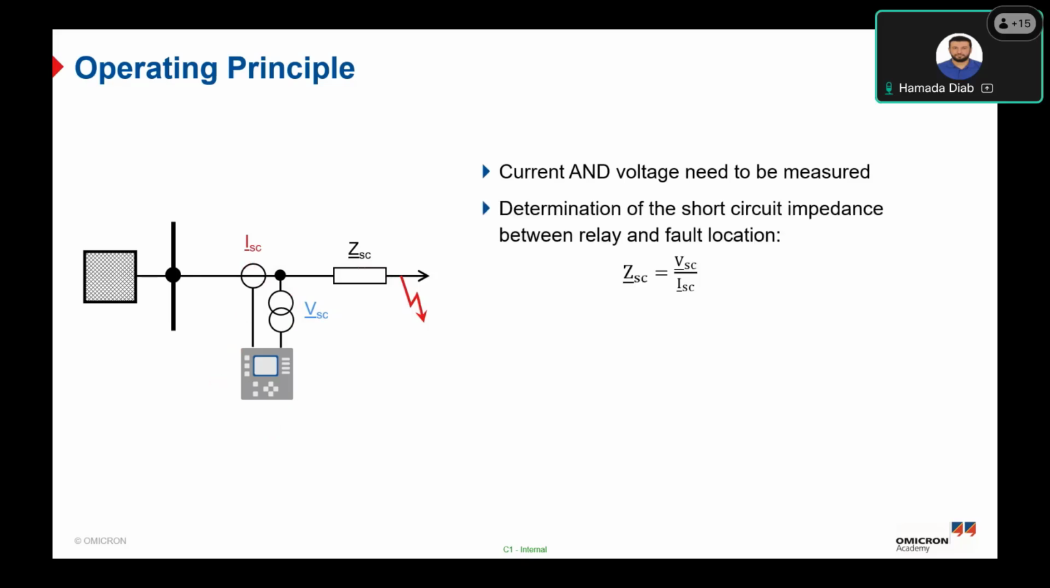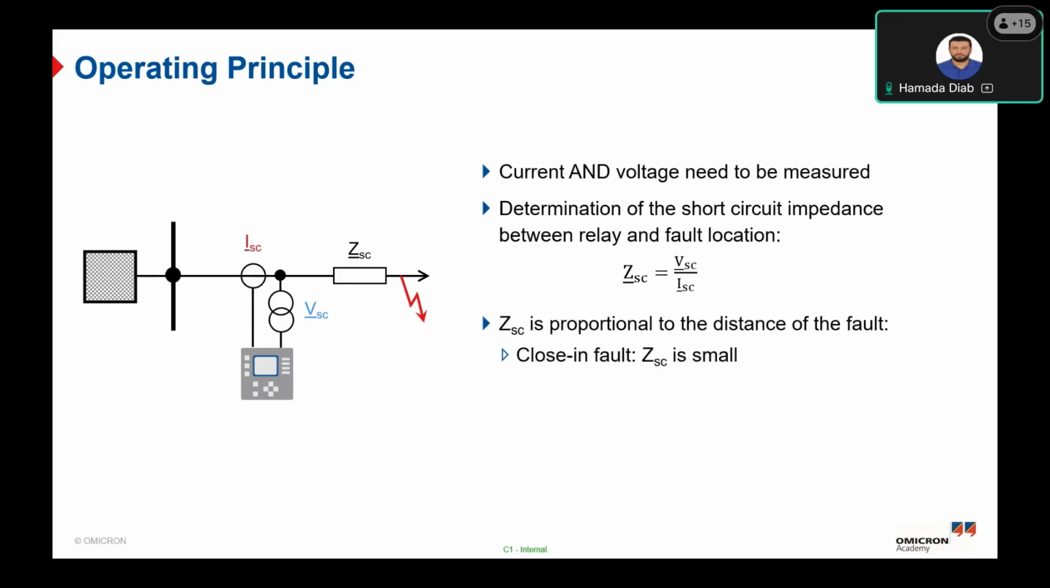So the relay will measure this impedance of the short circuit fault, and it will also calculate the fault location based on the line parameters, as a percentage of the line or in kilometers. Yes. So the ZSC here is proportional to the distance of the fault. The longer the distance, the higher the impedance will be, because it depends on the parameters of the line.